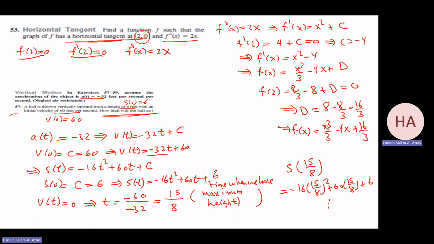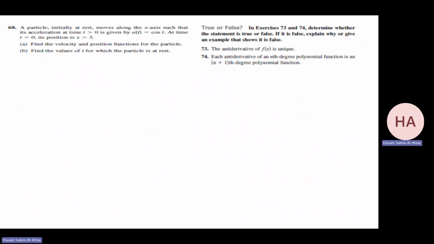You want how high the ball will go? So I find the time when I have a maximum height, and that is when s prime, or v, is equal to 0. That means I have a maximum height, because the ball will go up and go down. So this is the time. I want to find what s will be at that time. I just substitute this 15 over 8 in that function. I think that will be the last one.